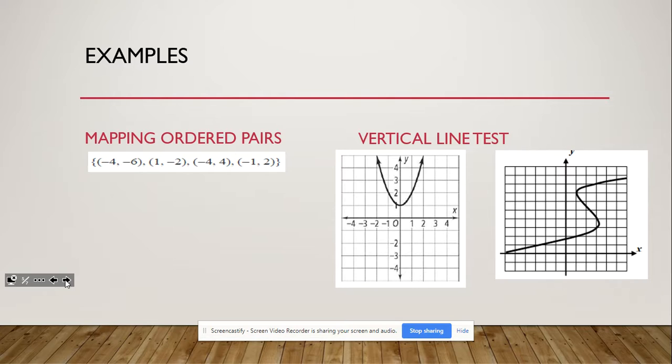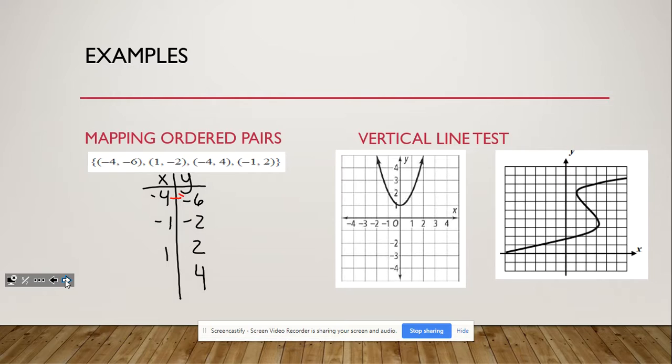Let's do the mapping of ordered pairs first. We have x and y. The x values that I see are -4, -1, and +1. The y values that I see are -6, -2, +2, and +4. Let's map.